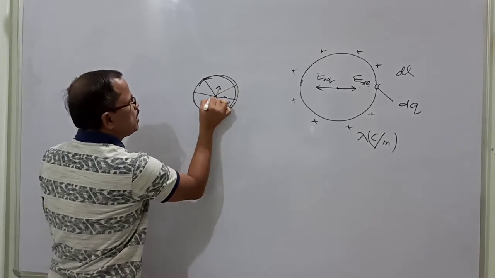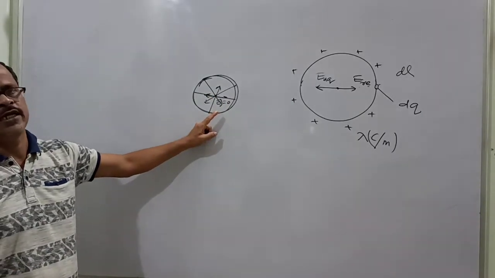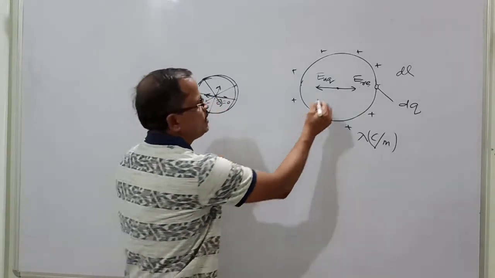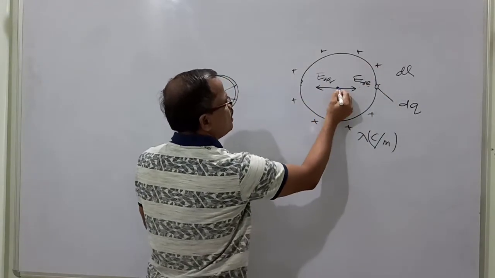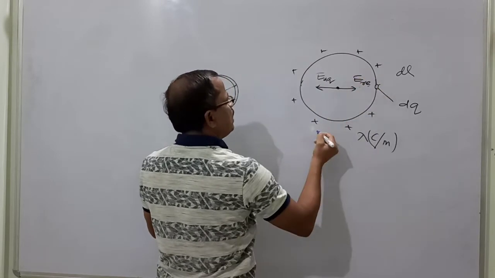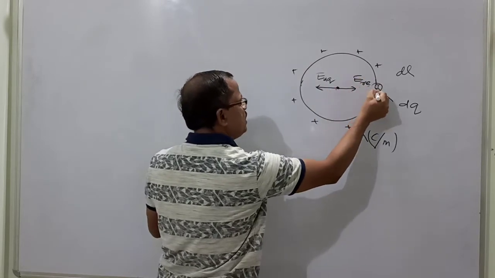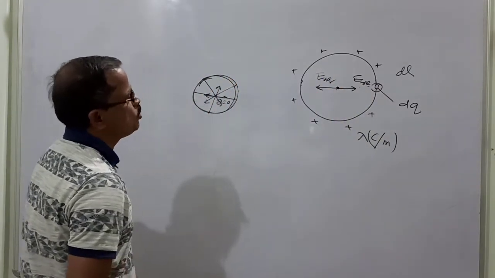There is always equal and opposite. Net electric field at the center is equal to 0. That we know. So the electric field at the center due to the entire ring is equal to the electric field due to the remaining portion, that is E_R, plus the electric field at the center due to this charge, which is E_dq. So now the net electric field at this point will be 0.